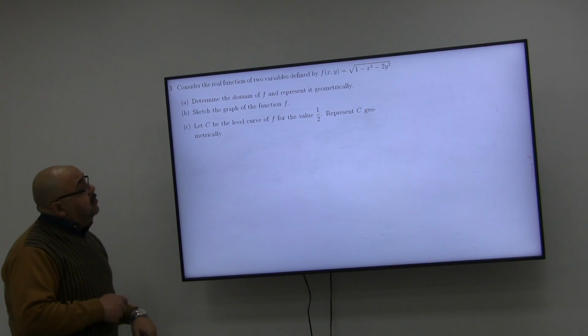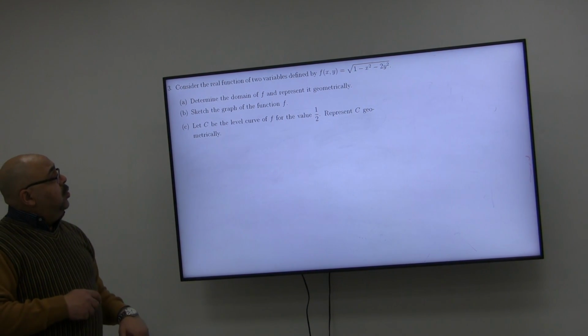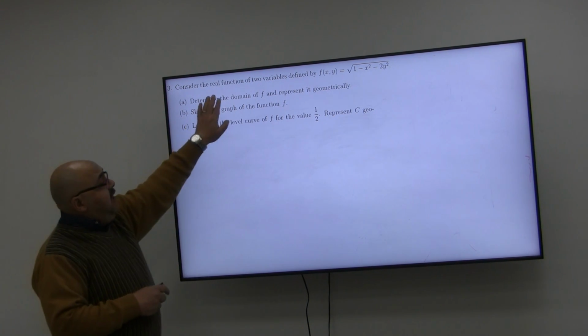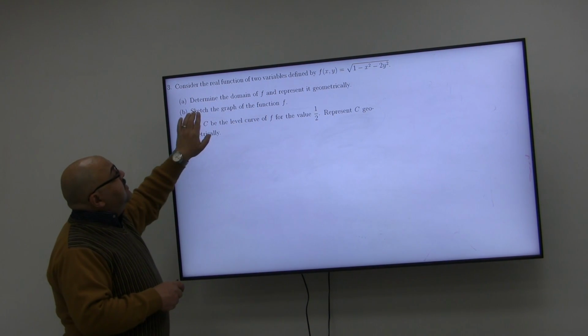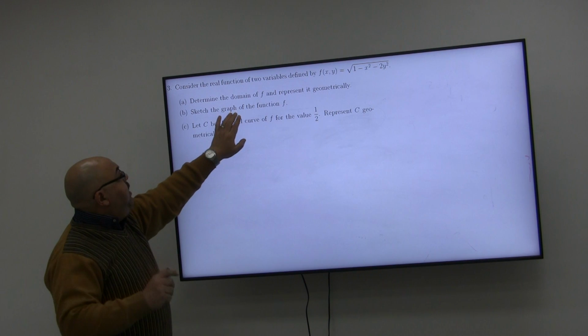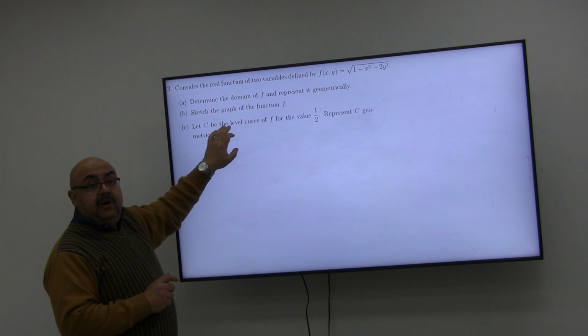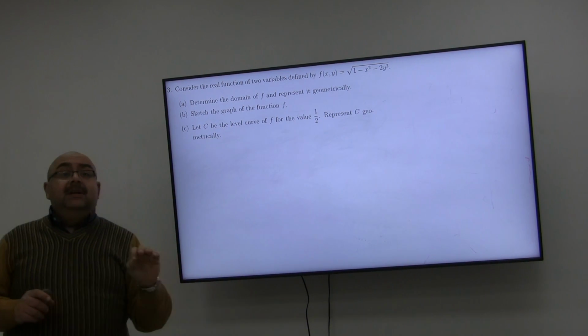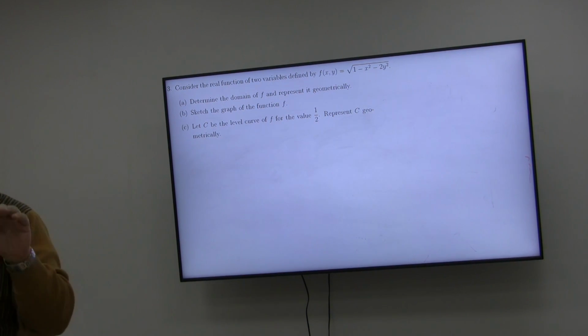Here, consider the real function of 2 variables, root of 1 minus x squared minus 2y squared. Determine the domain of f and represent it geometrically. Sketch the graph of the function, and you can see the level curve at 2. That's an example of what you could see if the exam contains a written part.